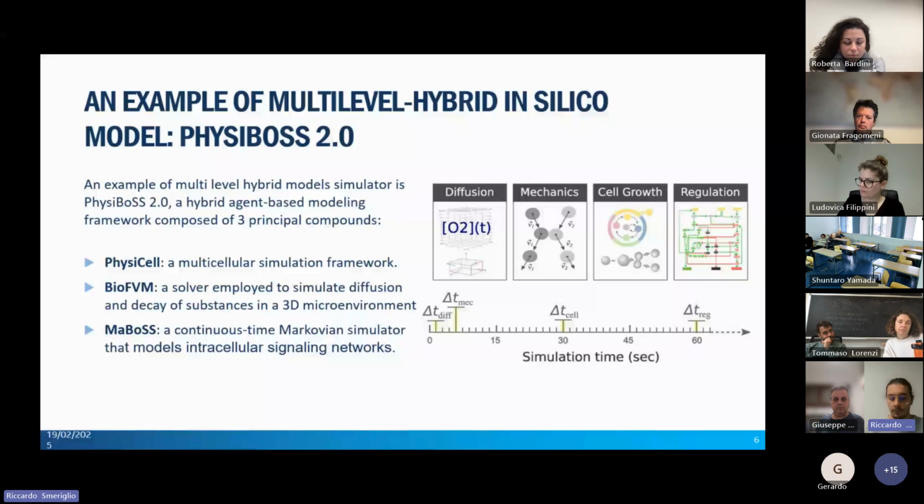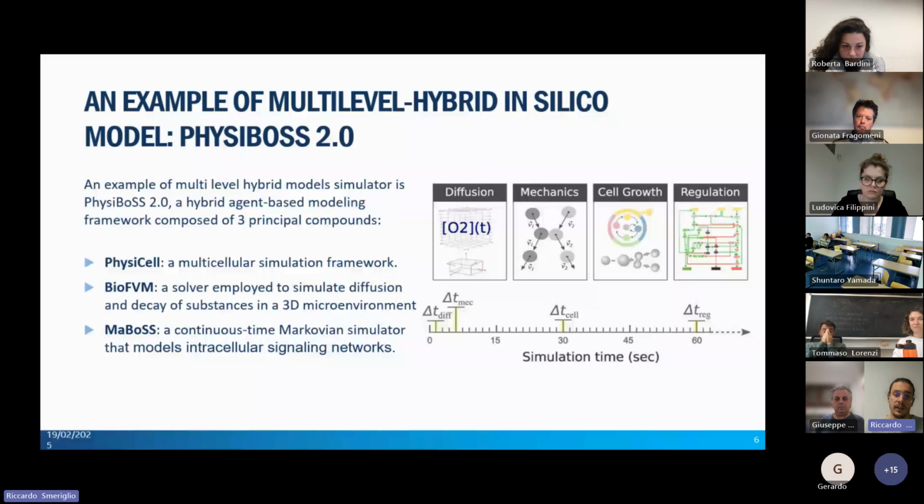In the meantime, they will move inside an environment that can be 2D or 3D, and this will be done by BioFVM, a solver that solves a partial differential equation to mimic the diffusion of all the substances. For example, as you can see in the image, we can deal with oxygen or every kind of substance, so also drug or specific activator or inhibitor. In the end, there is MaBoSS, a continuous time Markovian simulator.